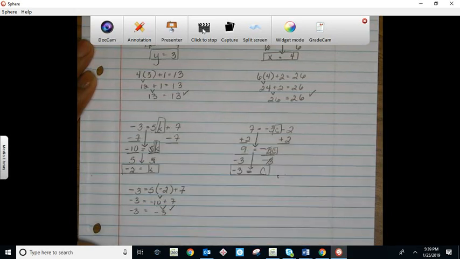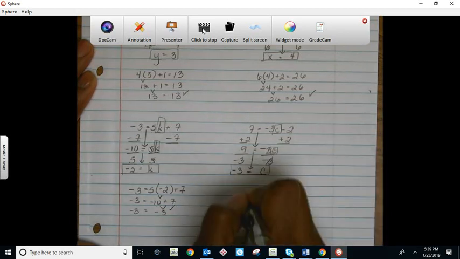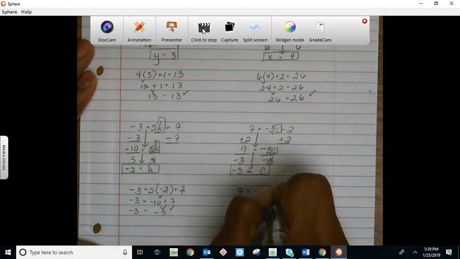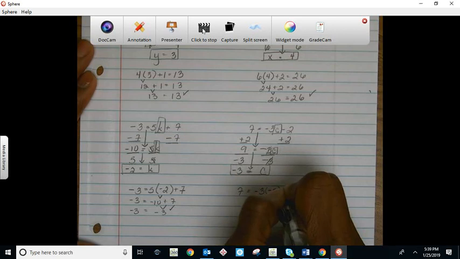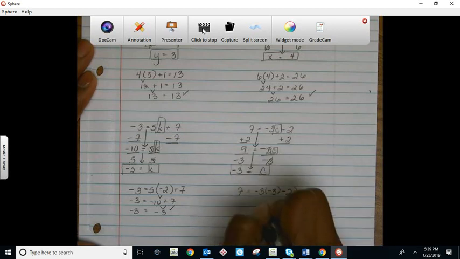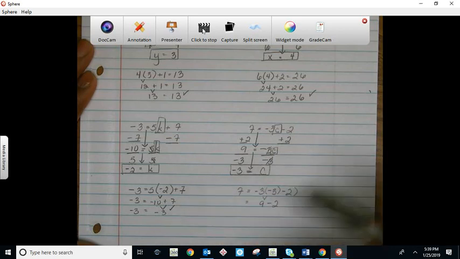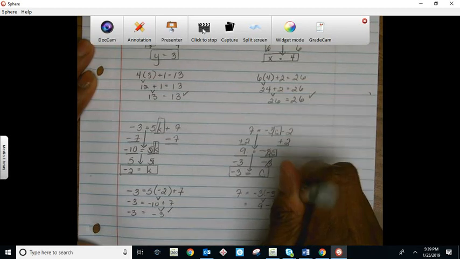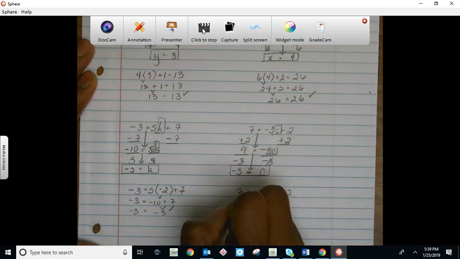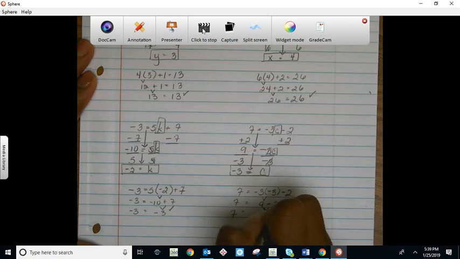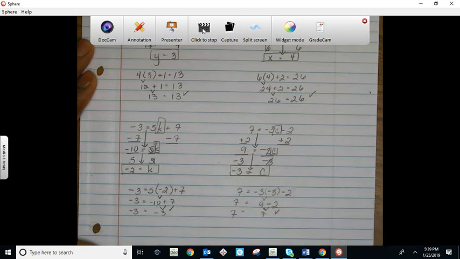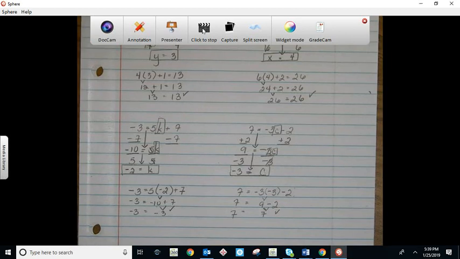Okay? Alright, let's check it and make sure it's right. So 7 equals negative 3 times negative 3 minus 2. Negative 3 and negative 3 is a positive 9. Minus 2. 9 minus 2 is 7. 7 is equal to 7, so I know my answer is right.